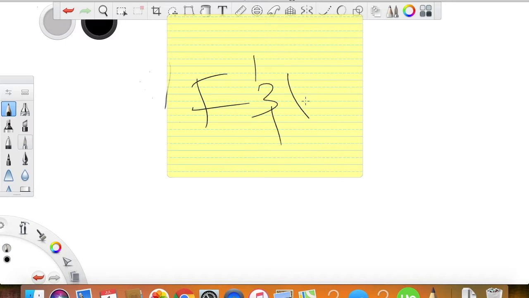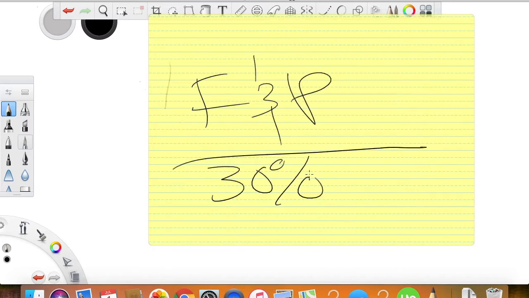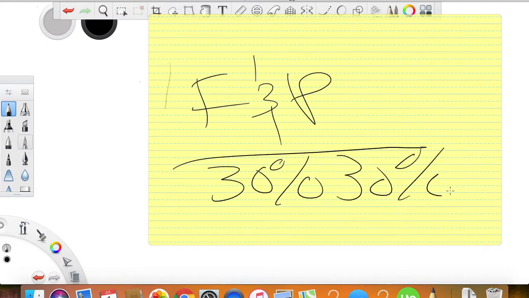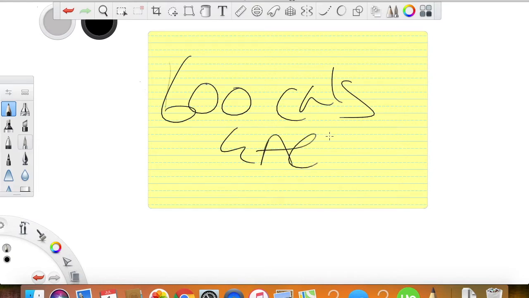Now, we're going to go into calculating our fat and protein. Because they are both 30%, they're actually going to be the same amount of calories, but they're going to break down differently. I'm going to show you why in a second. These are going to equal 600 calories each.